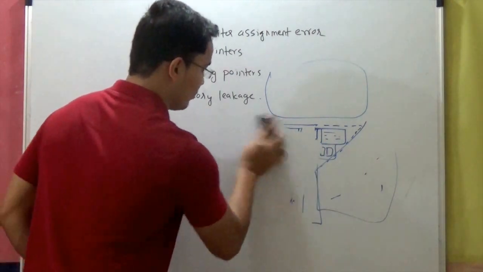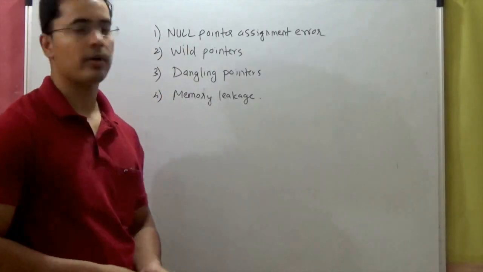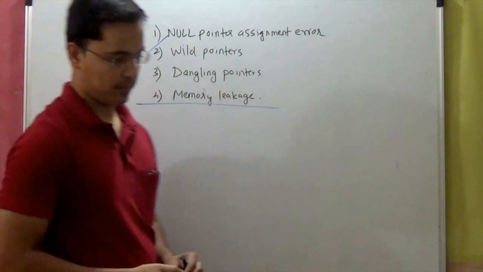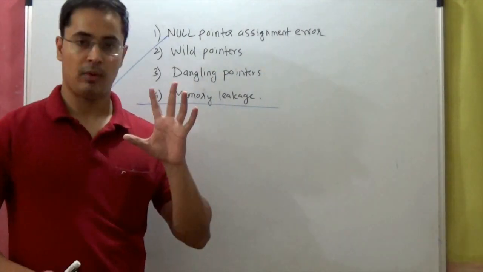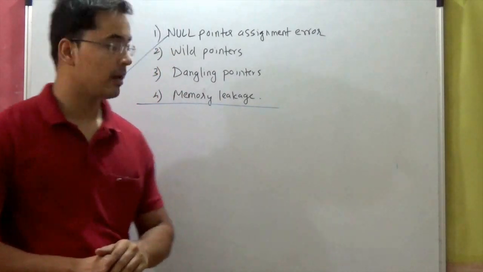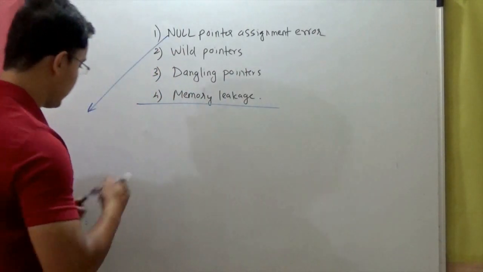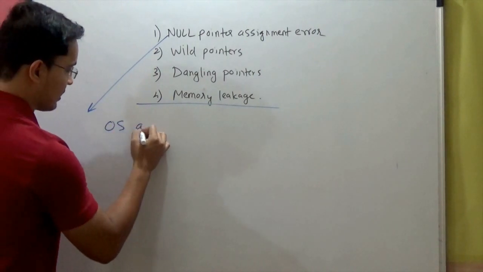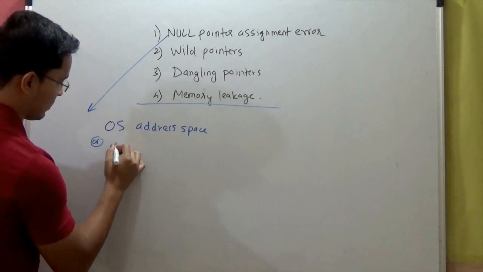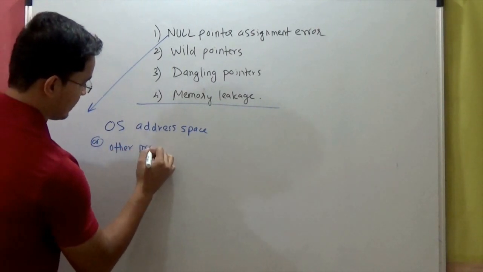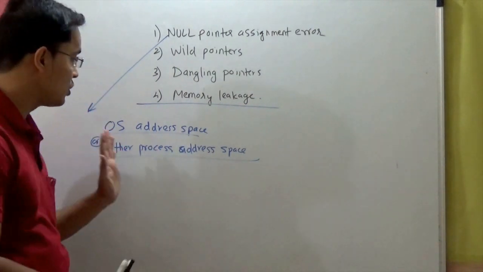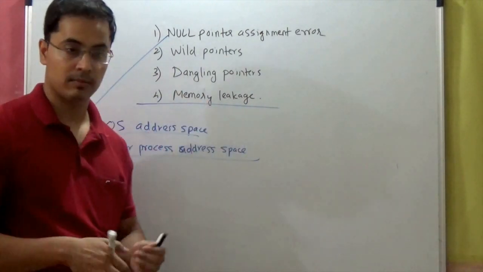So coming back to the programming, why does the null pointer assignment error happen? The null pointer assignment error happens when your program tries to access an illegal memory location which is located either in the operating system address space or some other process address space, when your program tries to access a memory location which is not located in your program's memory space.